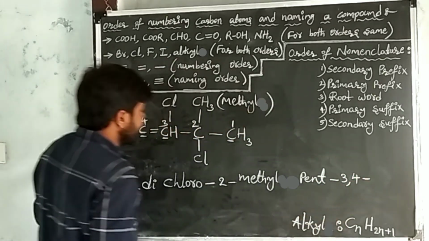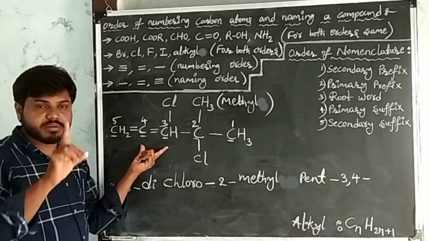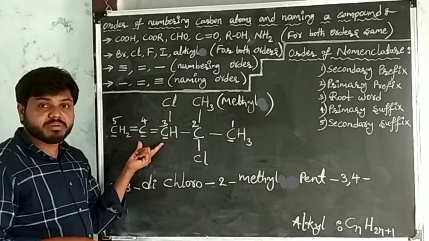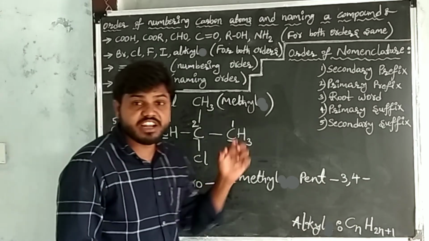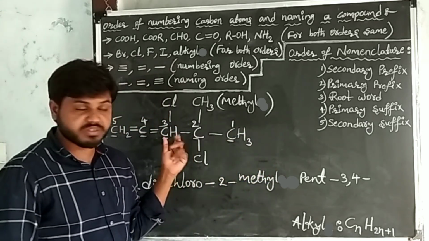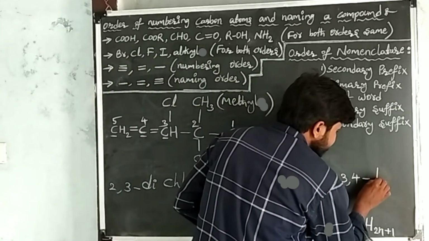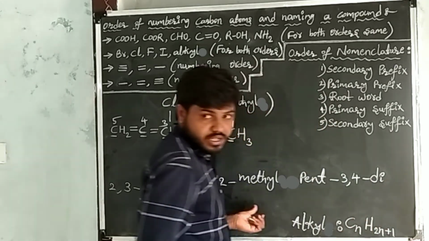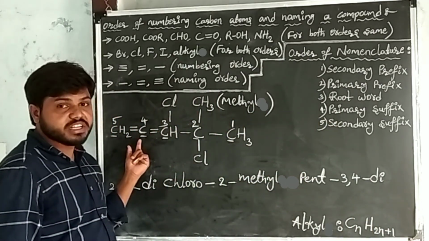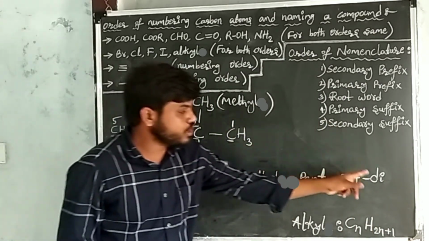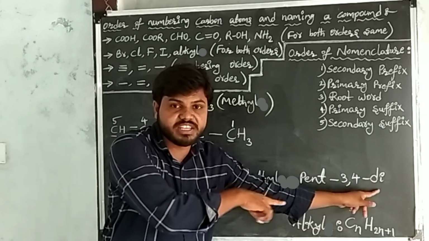Positions completed. After writing the positions of the double bonds, how many times does the double bond occur? 2 times. Write the numerical prefix of 2 times, that is di. Since the double bond is repeating 2 times, I wrote the numerical prefix di.